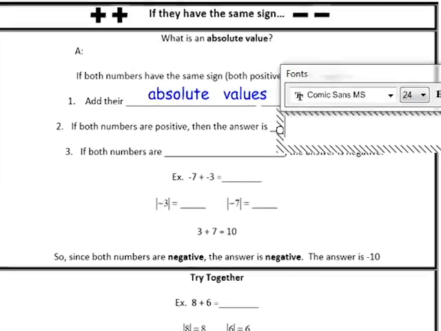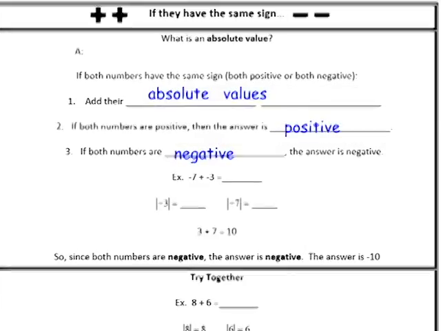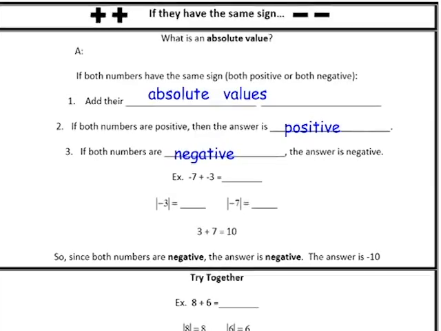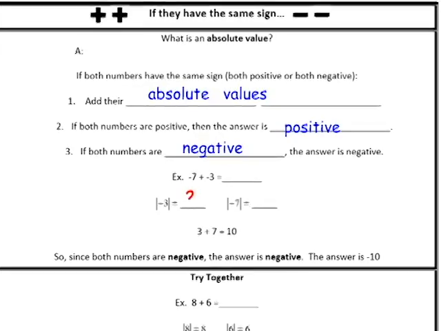If both numbers are positive, then the answer is positive. If both numbers are negative, the answer is negative. -7 plus -3. Now, you don't have to, for a problem like this, write out all the work that I'm writing out. I'm just showing you why it works this way. -3, the absolute value is positive 3. -7, the absolute value is 7. 3 plus 7 is 10. They were both negatives, the answer is negative.